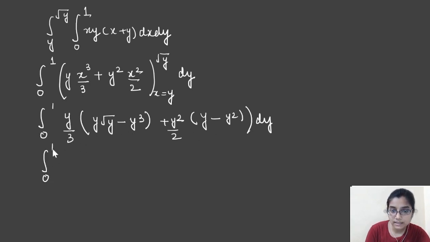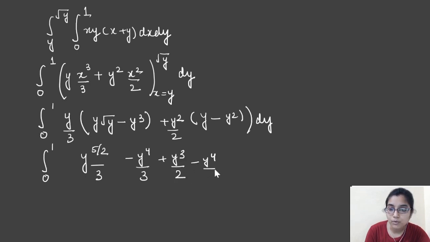So first collect the terms. This is going to be y square into root y. So the power of y is going to be 2 plus 1 by 2, that is 5 by 2, divided by 3. Then this is going to be y to the power 4 by 3. This is your y cube by 2. Then y to the power 4 by 2. So you can collect this 1 by 3 and 1 by 2 together.